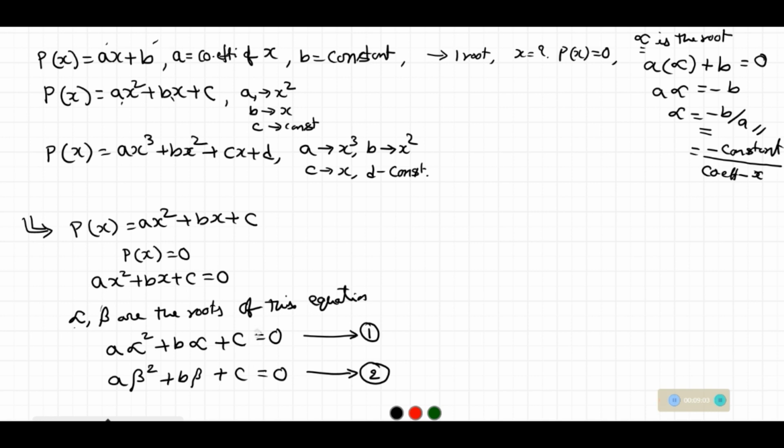Now I will just subtract equation number 1 minus 2. I am writing here 1 minus 2. If you subtract left side from left side and right side from right side, it also becomes 0, right? Because this entire term I am subtracting from this entire term, and the right side is 0 minus 0.